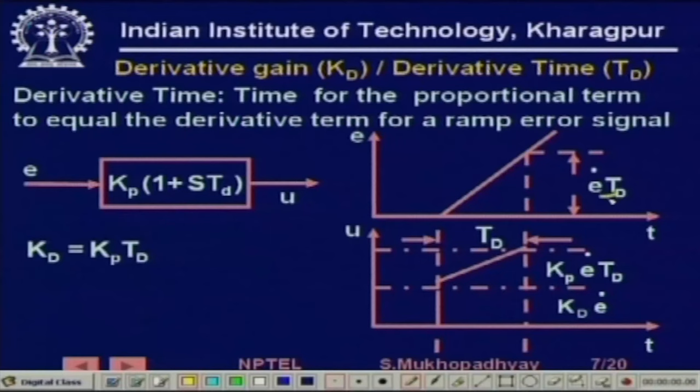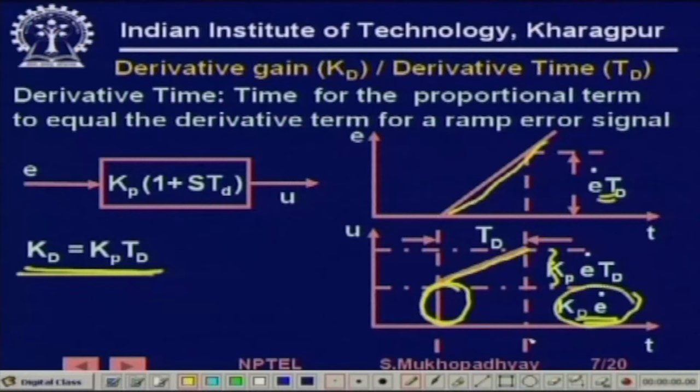then immediately the derivative term will jump because there is a constant E dot. So there will immediately be a Kd into E dot term, and the Kp term will start going up because E is going up. After Td time, this is going to be Kp E dot into Td. If Kp E dot into Td has to equal Kd into E dot, which is the derivative term output, then Kd equals Kp into Td. This is the derivative time, after which the proportional action will repeat the derivative action. That explains the meaning of the term derivative time.